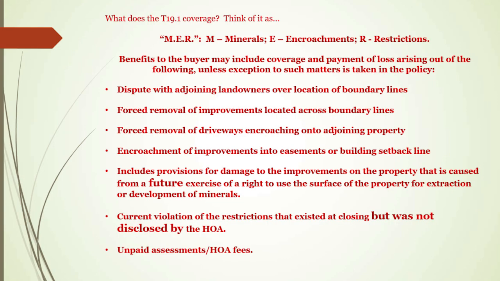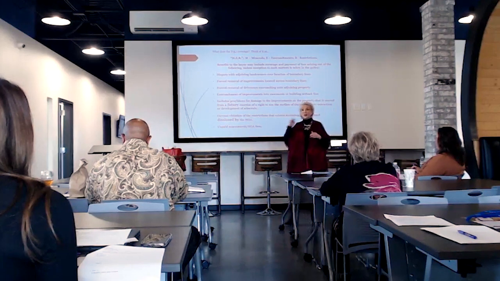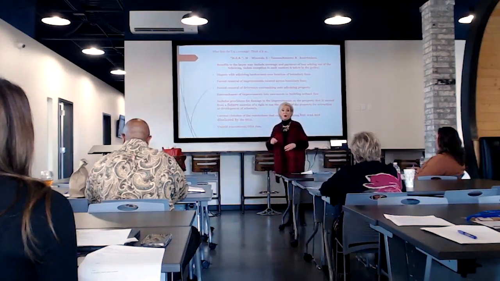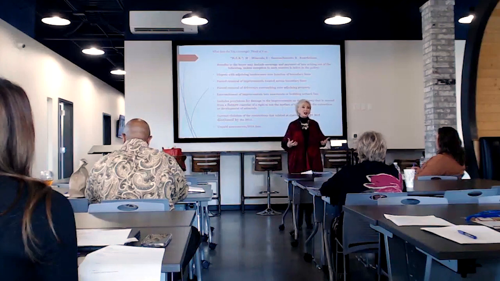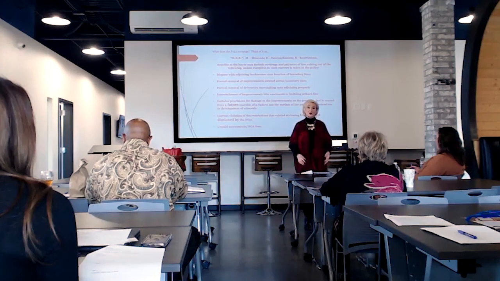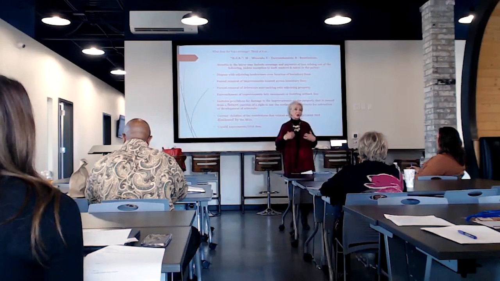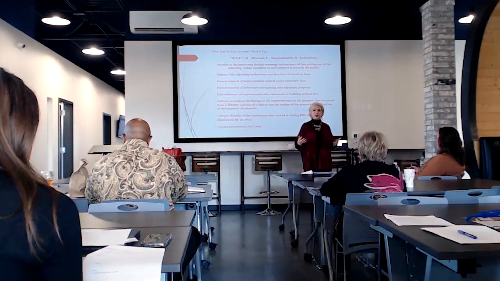All right, so benefits of buyer may include coverage and payment of loss arising out of the following, unless exception to such matters is taken in the policy. For instance, I got a call the other day from a realtor who doesn't quite understand what it is, but she puts it on every one for her buyer. She got a survey and the house was like 3 feet over the building line. She goes, it's going to be covered, isn't it? I go, no, remember, that's going to be on Schedule B. That's saying it's not covered because we know what it is. Obviously, insurance isn't going to cover it.